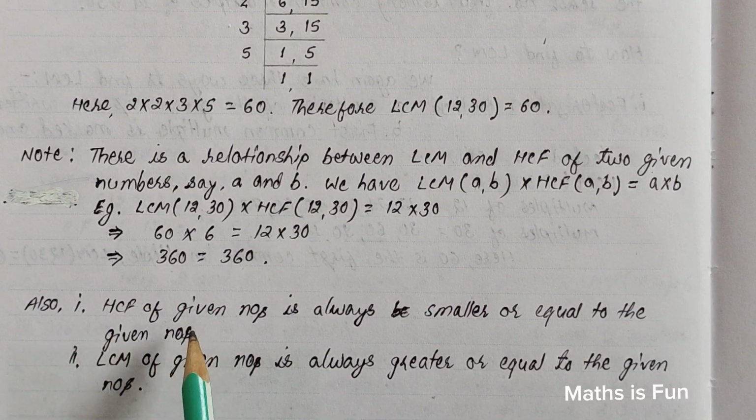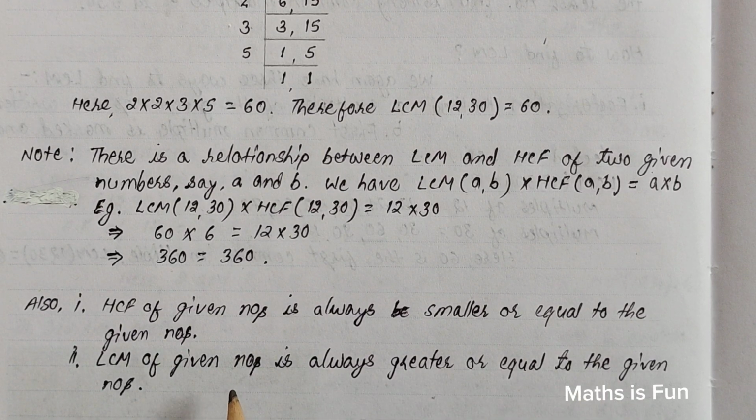Another 2 obvious and very important points: the HCF of given numbers is always smaller than or equal to the given numbers. This is because HCF is a factor and factors are always smaller than or equal to the given numbers. Second, the LCM of given numbers is always greater than or equal to the given numbers.